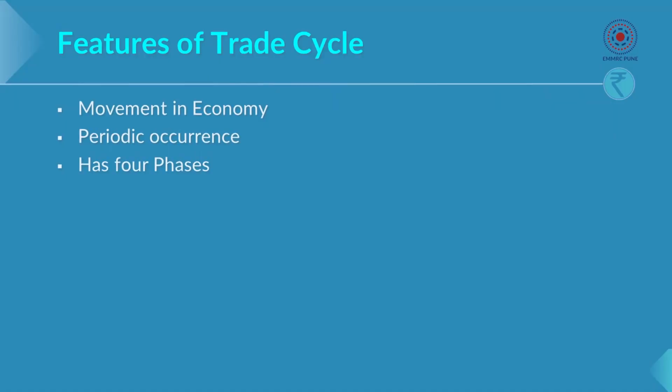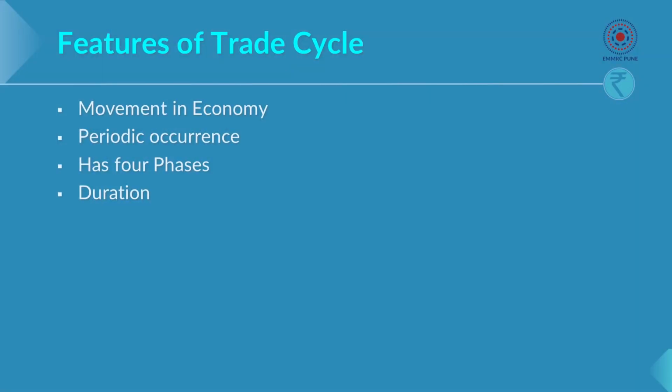This time gap usually is of 3 to 10 years. However, occurrence of a particular phase of trade cycle in an economy does not show the same regularity. Third, it has 4 phases. An economy usually experiences 4 phases of trade cycle, that is prosperity, recession, depression and recovery, which occurs on continual or sequential basis.